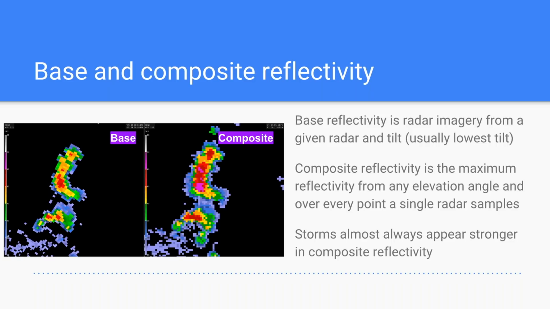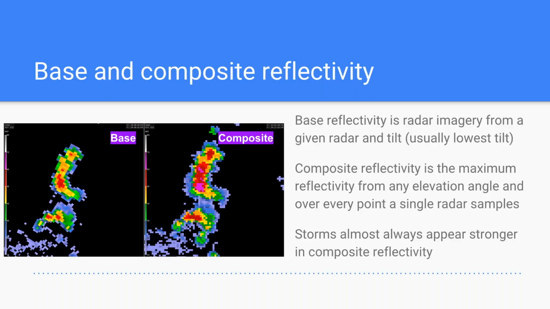Composite reflectivity is different. Composite reflectivity is the maximum reflectivity from any elevation angle and over every point a single radar samples. So let's say there's a thunderstorm over a city. Whether the storm has higher reflectivity close to the ground or aloft is irrelevant in composite reflectivity, because the maximum reflectivity value over that city will show up in the composite image. Storms, for that reason, almost always appear stronger in composite reflectivity.